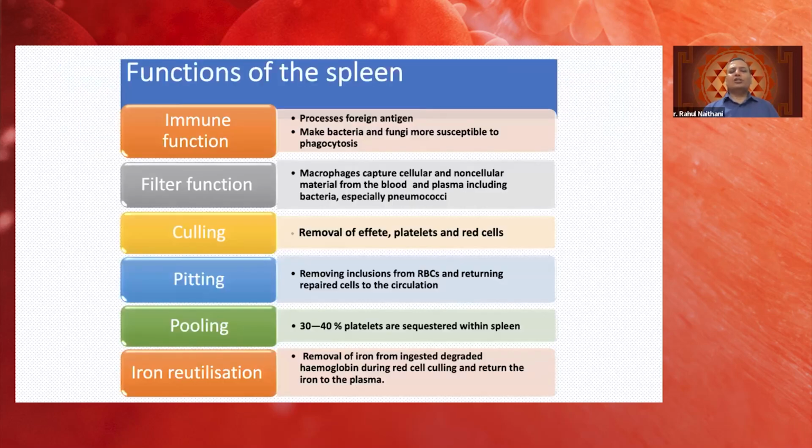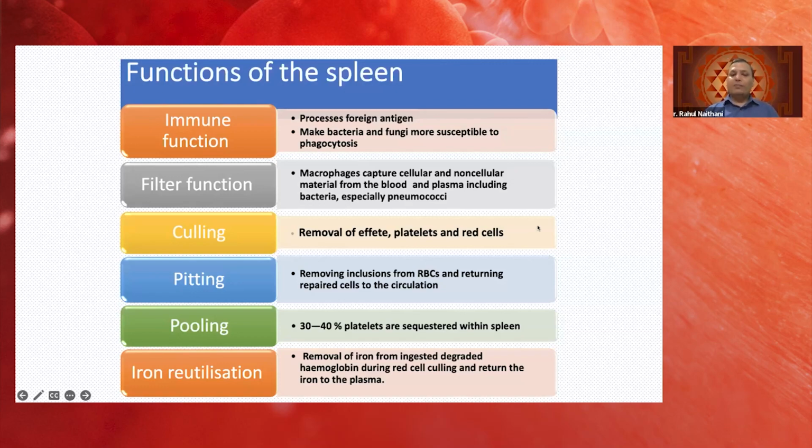So, what are the functions of the spleen? In terms of the immune function, basically the spleen processes foreign antigens. It makes bacteria and fungi more susceptible to phagocytosis. It certainly does the filter functions, where the macrophages capture the cellular and non-cellular material from blood and plasma, including bacteria.